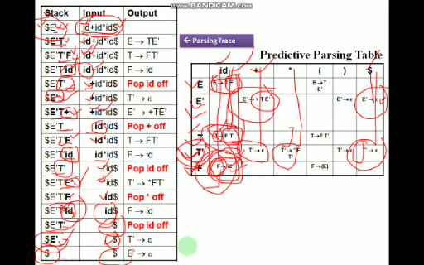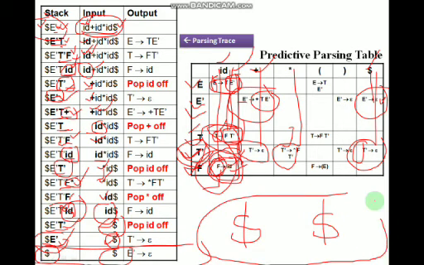Okay, so at any point if you get this configuration, that means dollar at the top of the stack and the input pointer pointing to dollar, both are the same, that means your parsing is successful. So this is your successful parsing.